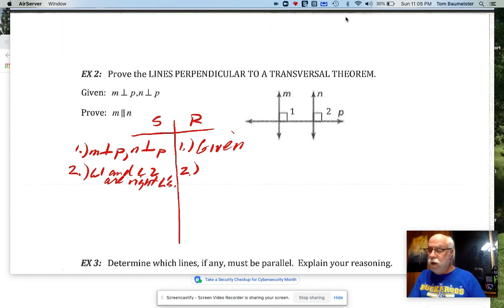And what do you think the reason is? What did I just say on the first one? M is perpendicular to P, and N is perpendicular to P. So I used the word "is." So we can say by definition of perpendicular lines.